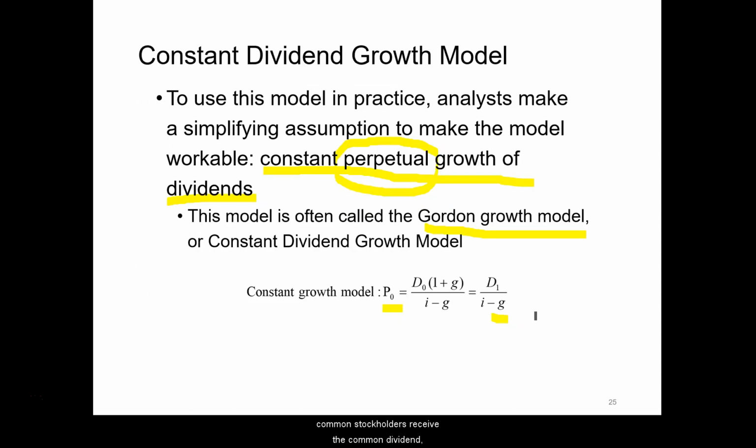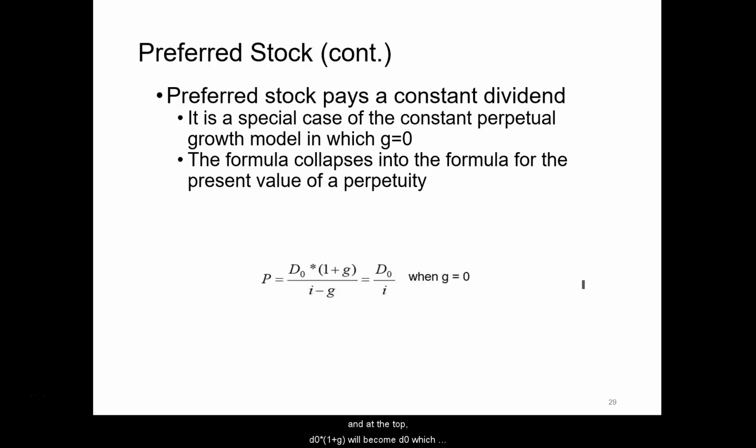Now let's go back to the constant growth model and think about preferred stock valuation. When g is 0, i minus g will become i itself. And at the top, D0 multiplied by 1 plus g will become D0, which is also the same as D1 or D2, because again, they will all be the same. So preferred stock valuation essentially is the constant dividend growth model when g is 0.